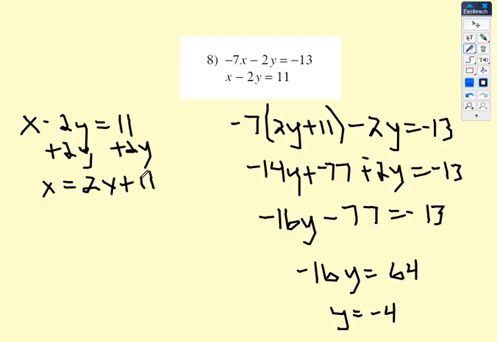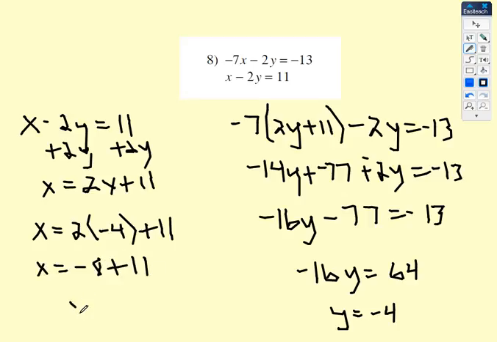Now I'm going to plug that y value into any of the equations, probably this one again, where x equals 2 times negative 4 plus 11. 2 times negative 4 is negative 8, so x equals negative 8 plus 11, or x equals 3. So my solution is 3, negative 4.